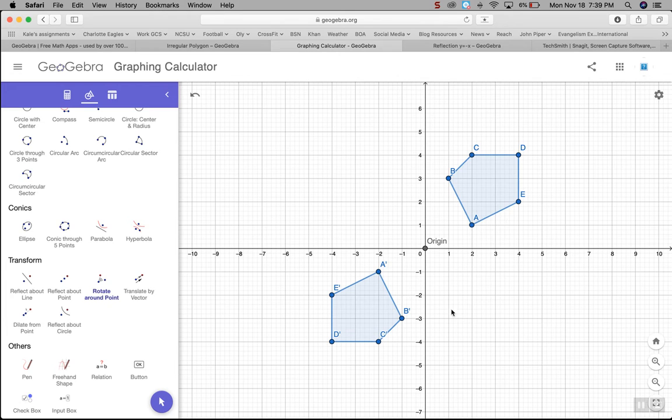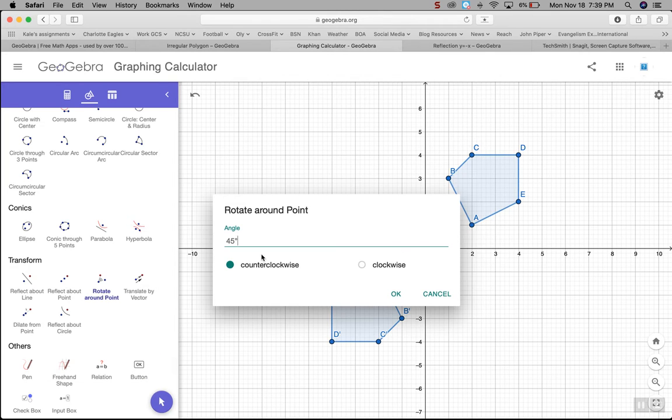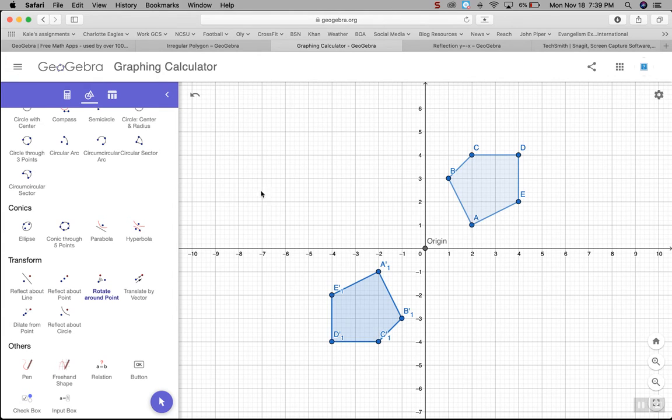So 180 degrees. A question that I get sometimes is what happens if you rotate the opposite way there? So if we were to sit here and say 180 degrees clockwise instead of counterclockwise, what would that look like? Well, it looks exactly the same. Doesn't matter if you go 180 degrees counterclockwise or 180 degrees clockwise, it's still going to look the same.